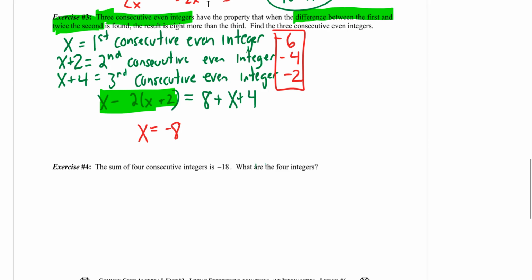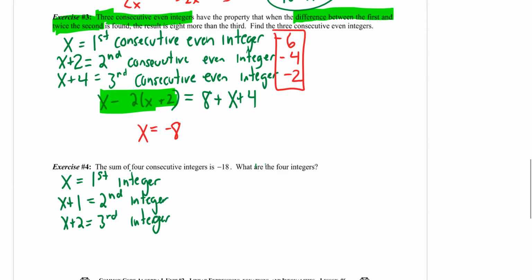Hey! The sum of 4 consecutive integers. Evens, odds, or just regular consecutives? Just regular. Regular x. First integer. Does it say even or odd? No. So how do I get to the next one? Add 1. x plus 1 is my second one. Add 2 is my third.